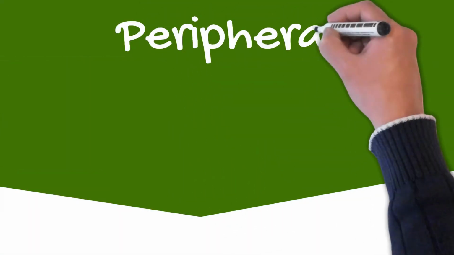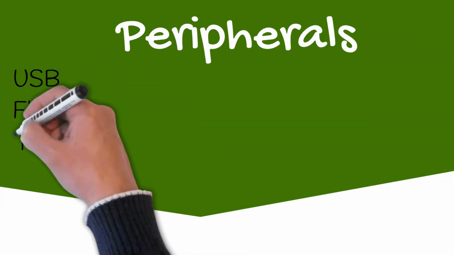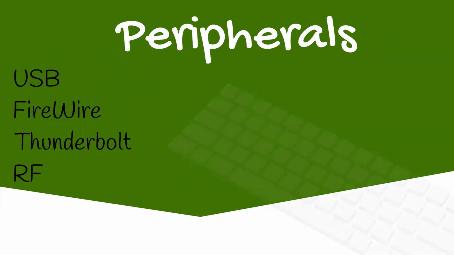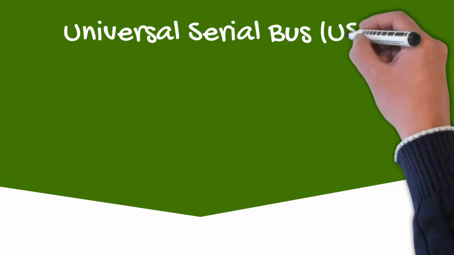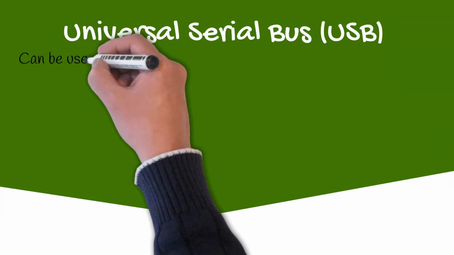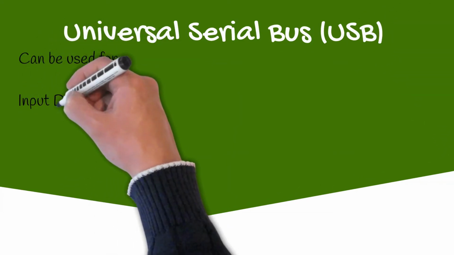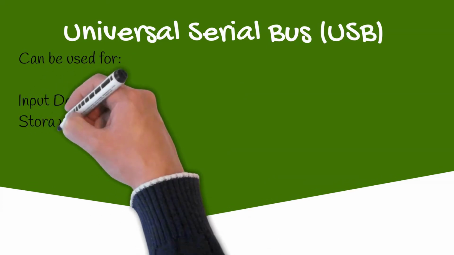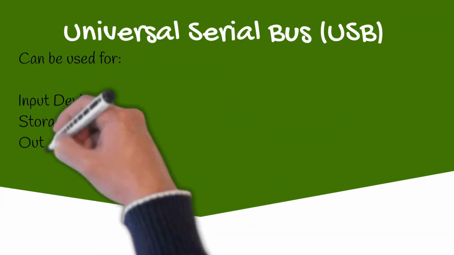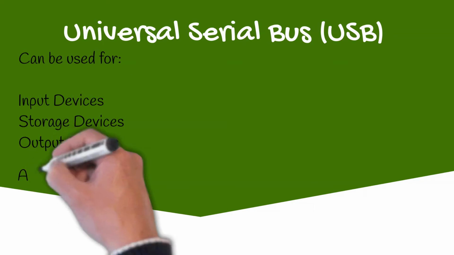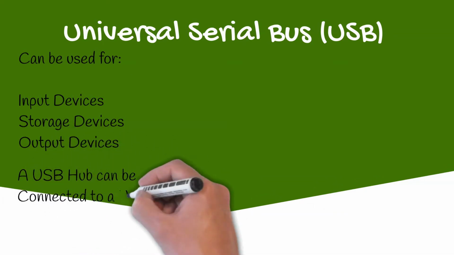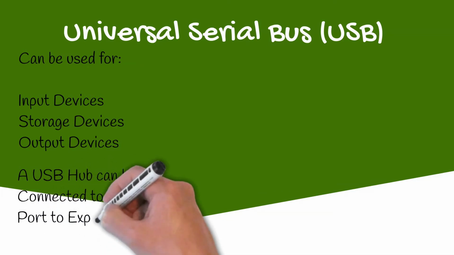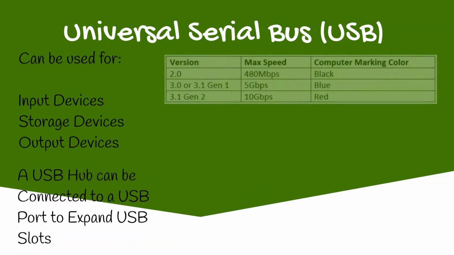For peripherals, we will discuss USB, Firewire, Thunderbolt, and RF. USB, or Universal Serial Bus, is both versatile and popular. USB ports can be used for input devices, storage devices, and output devices. A single USB port can also be used to connect a USB hub, expanding the USB slot capability.